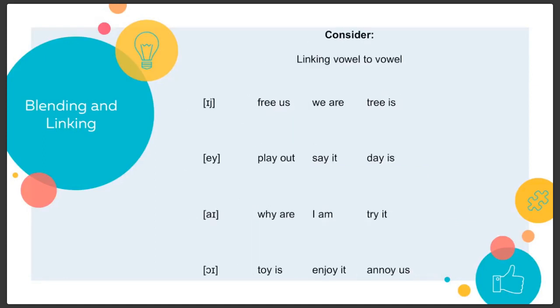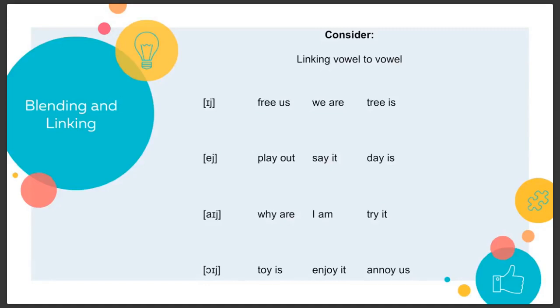Let's move forward. So far what we've talked about is blending and linking that happens when one word ends with a consonant sound and the next word starts with a vowel sound. Or the next word starts with a disappearing sound, an H sound. And then we don't say that H sound, we just say the vowel sound after it. So really it starts with a vowel sound. So we've been talking about consonant to vowel blending. But now we're going to talk about vowel to vowel blending or linking.